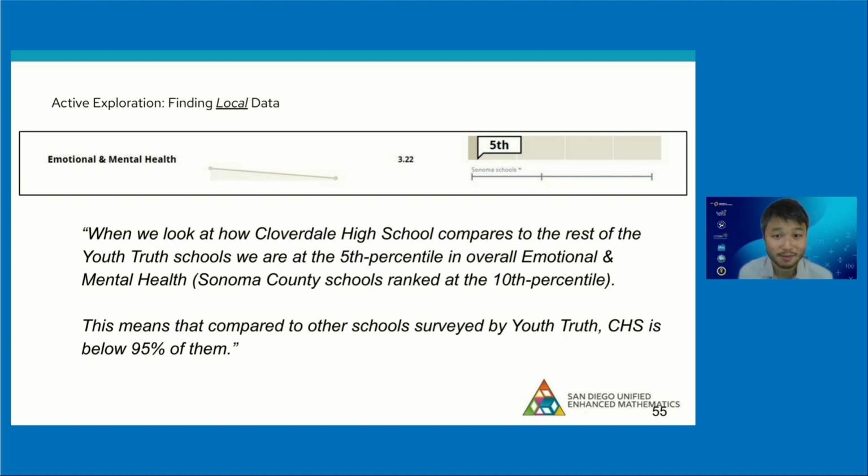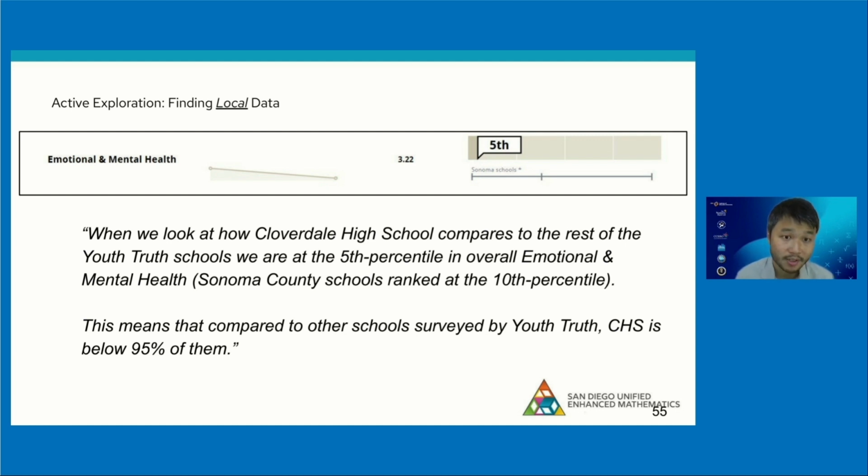But one of the things that really helped with Cloverdale's example is actually finding local data. Engaging and partnering with folks at the district level was crucial for Renee. And in fact, when Renee spoke to many of the contacts within the district, they pointed her towards a survey called the Youth Truth Survey, which is taken by Cloverdale's district, but also allows them to compare against other districts nationwide who are taking the same survey.